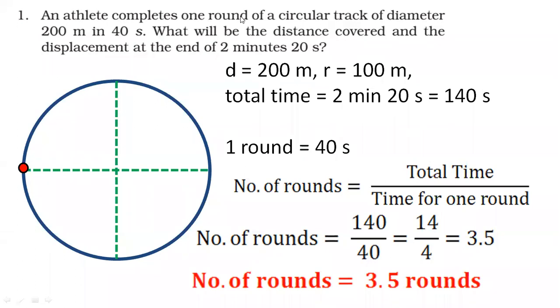Have you understood this particular step, how we are calculating rounds? All we need to do is divide the total time by the time required for one round. Okay, so take a screenshot of this.